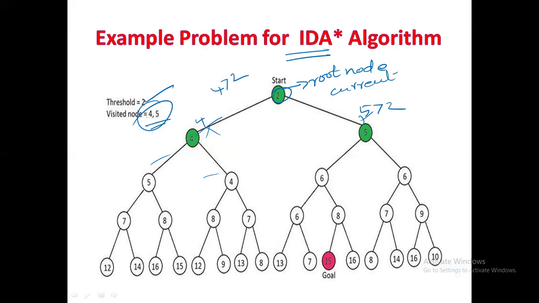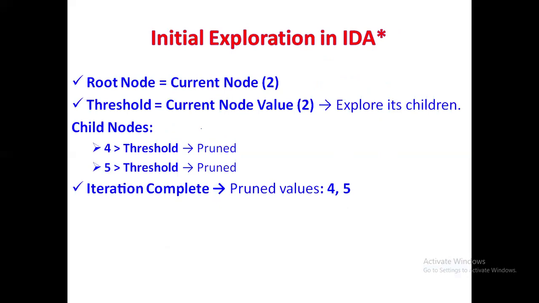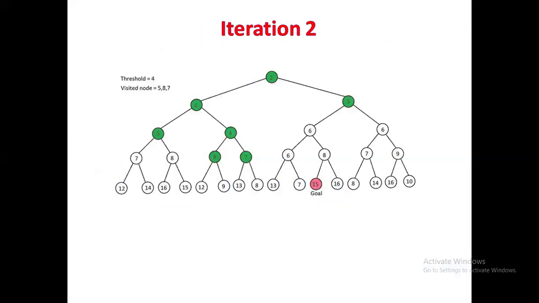Coming to the next iteration, among these two pruned values we have to consider the lowest value, which is 4. So this is the step you have to follow. The root node is the current node, and 5 is greater than the threshold. The threshold value in the first step was 2, so the iteration completes with pruned values. For the next step, we consider 4 as the threshold value, the least pruned value from the previous iteration, and we expand from there.